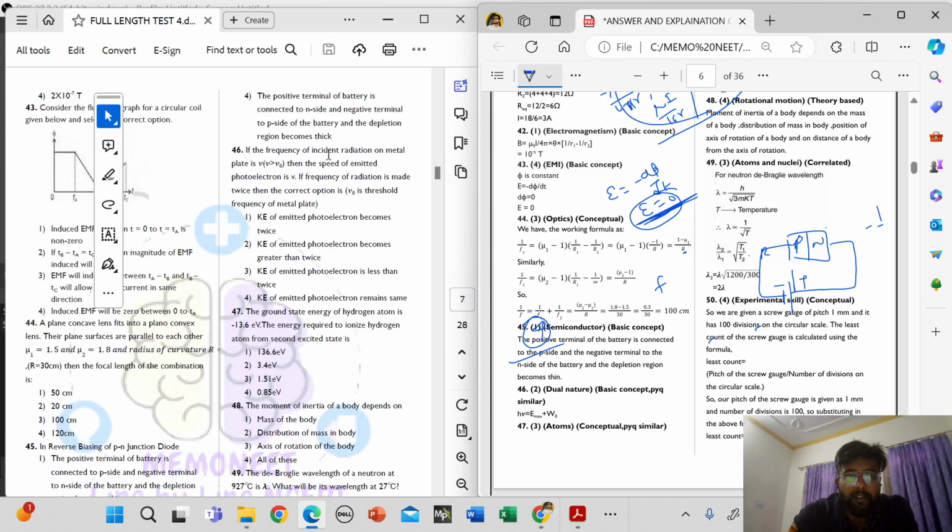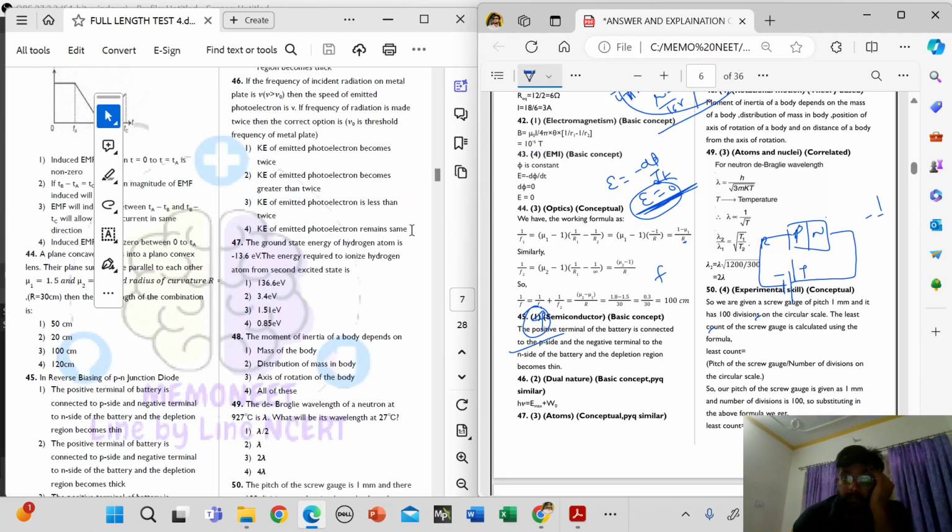Question number 46. If the frequency of the incident wave on the metal is nu, and the speed of the electron is v, if the frequency of radiation is twice, what is the correct option? See, for the photoelectric effect we know that h nu is equal to E max plus work function. So the kinetic energy of the emitted electron becomes greater than twice, not less than twice. So option number 2 is correct in this situation.